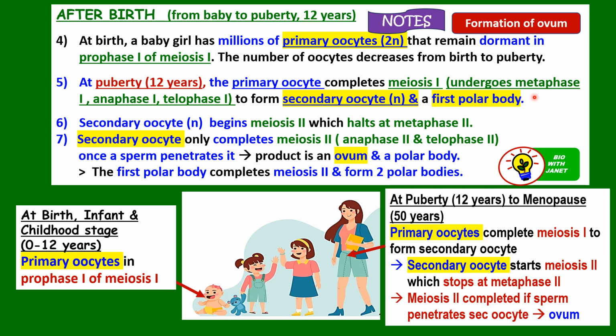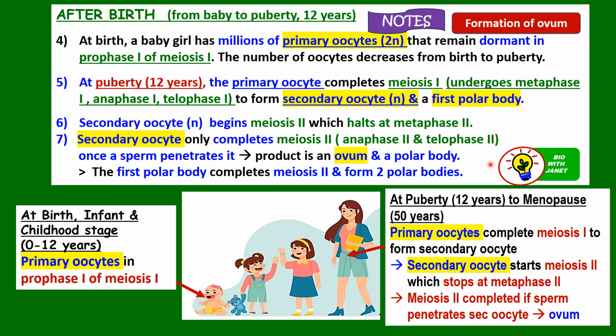That means it continues to undergo metaphase 1, anaphase 1, and telophase 1 to form the secondary oocyte, which is haploid, and a first polar body, right? This process occurs because of the stimulation by hormones like FSH, follicle stimulating hormone. Now, number 6, the secondary oocyte then begins meiosis 2, but it halts or stops at metaphase 2. All right, so meiosis 2 stops and isn't completed.